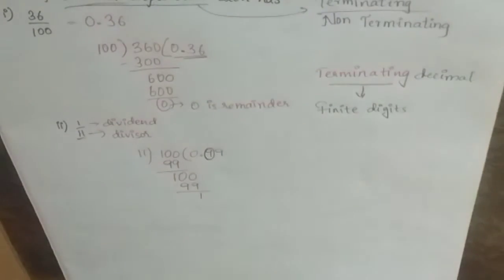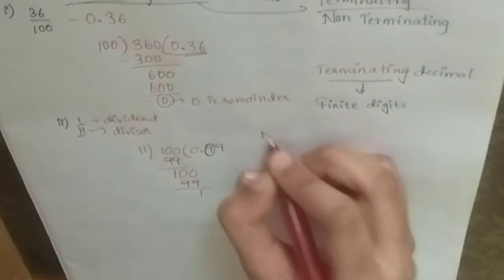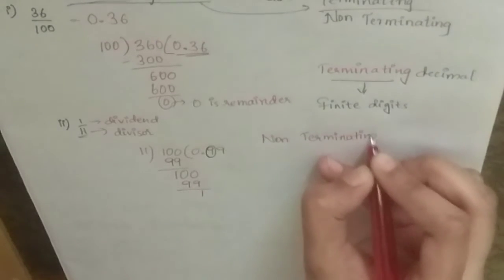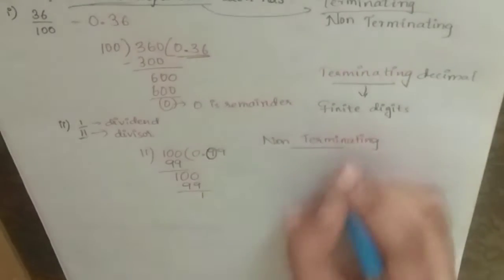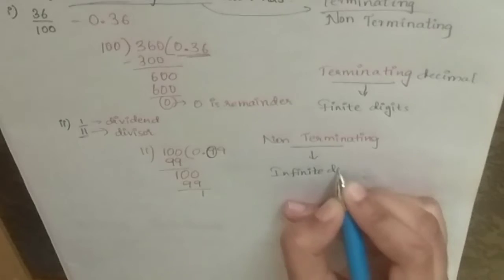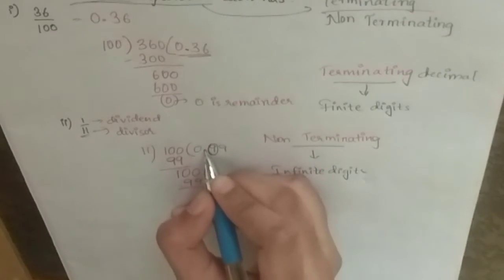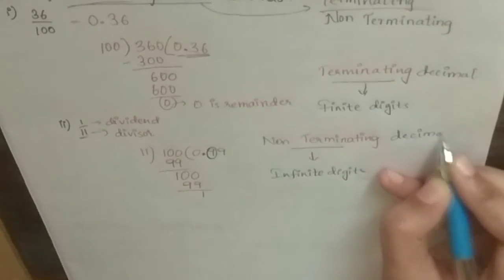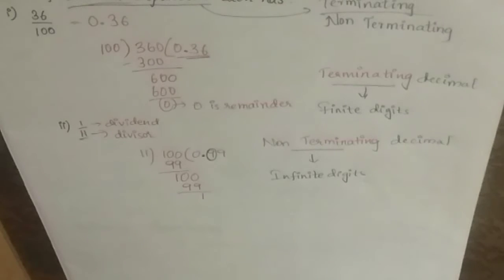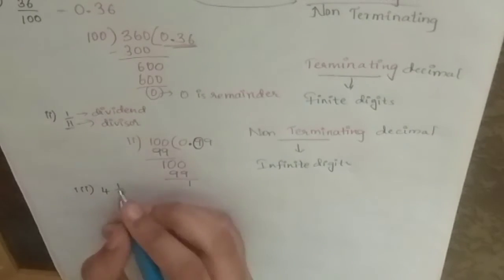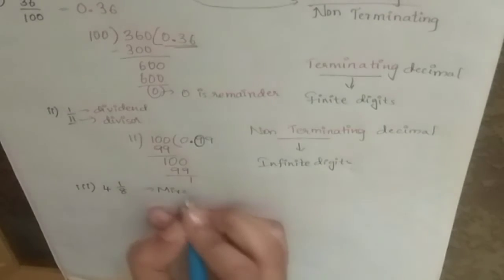So these kinds of digits are called non-terminating decimals. That means a proper definition I can give you all is, there are infinite digits after the decimal point. So that is a non-terminating decimal. I hope you all are very clear about terminating and non-terminating decimals. It would be easier for you to understand now. Now looking at the third part, you have a mixed fraction. So this is a mixed fraction.